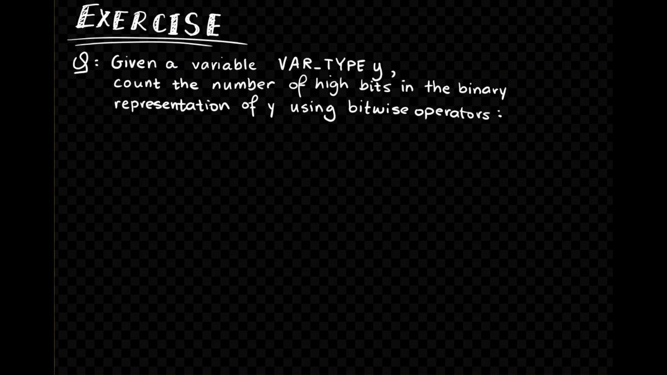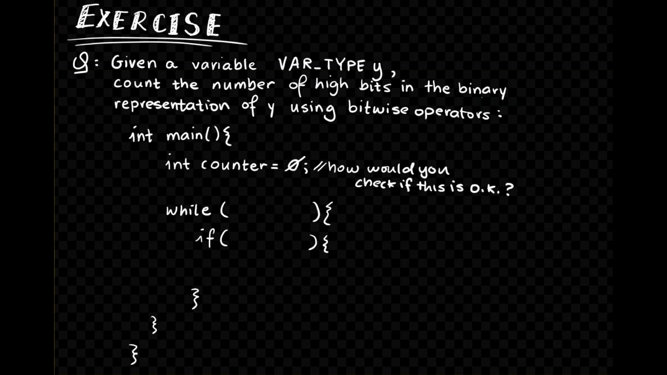All right, time for another exercise. You're going to work with a variable of unknown type, var type, y, and you want to count the number of high bits in the binary representation of y using bitwise operators. Using our trusty example 0b01010, the result of this would be 2, because there are 2 high bits, and there's some skeleton for you to work with, so pause the video and then come back and we'll take up the answer. This builds directly off of the bit mask work that we did earlier.